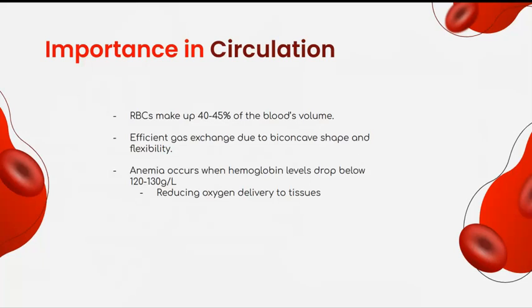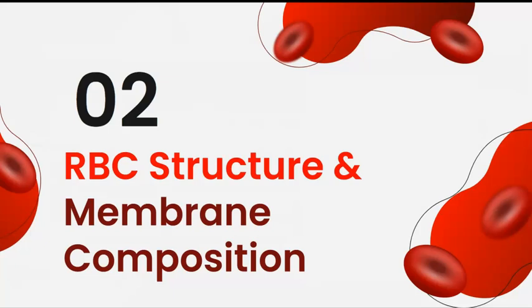They are tiny and mighty, making up roughly 40 to 45% of our blood volume. This huge presence ensures tissues get the oxygen they need. When hemoglobin levels fall below about 120 to 130 grams per liter, we call it anemia, and that can significantly reduce oxygen delivery, affecting energy levels, organ function, and overall health.